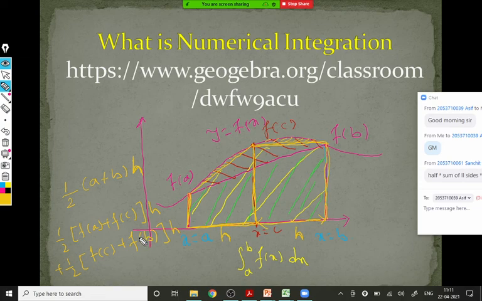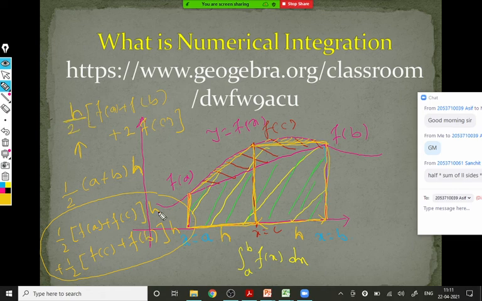That is just an approximate area, an approximation to the area under the curve. If we simplify this formula, I'm writing the simplification of this formula. One by 2 is common throughout. I will take f of A and f of B one time each, plus 2 times f of C, into h. I will take h by 2 here.